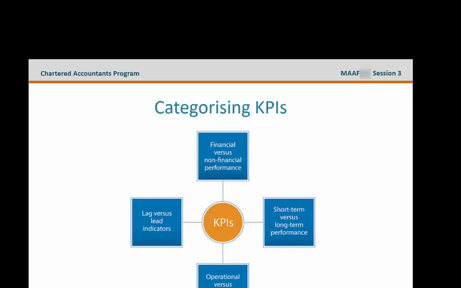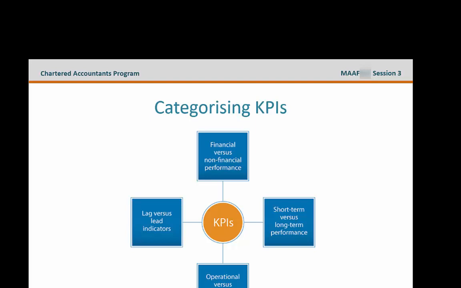KPIs can be developed to measure any aspect of a business and its operations. Hence, it makes sense that organizations would use a mix of measures to provide a complete picture of performance. This diagram from Unit 10 of the CSG reflects various categories of KPIs, i.e. financial versus non-financial, KPIs that measure short-term performance versus those that measure long-term performance. Some measure operational results, while others focus more on strategic issues. And finally, some KPIs are lag indicators in that they inform us of historical events, while others are lead indicators that provide an indication of future events.